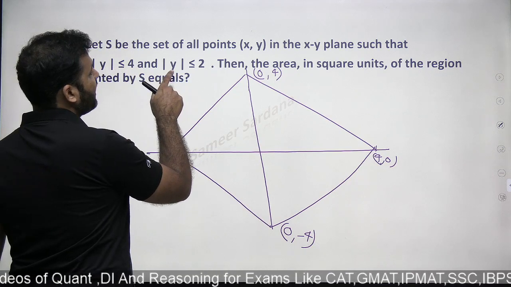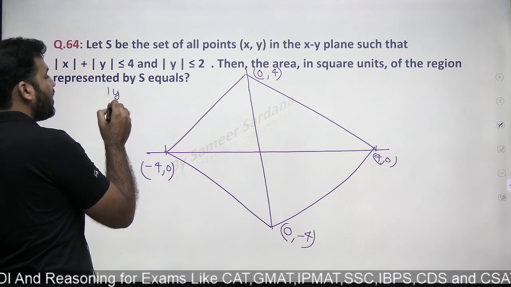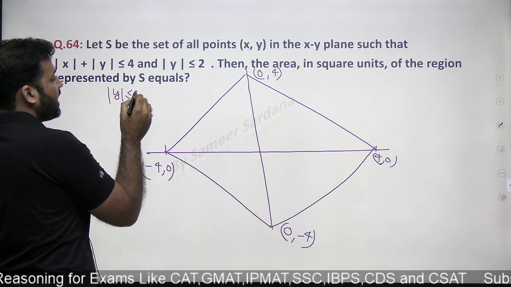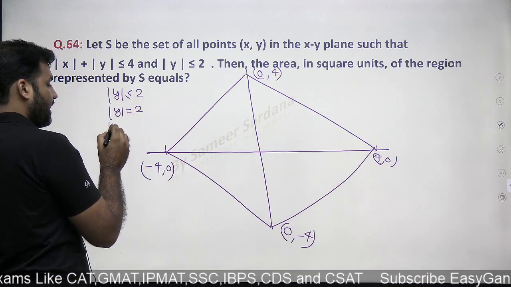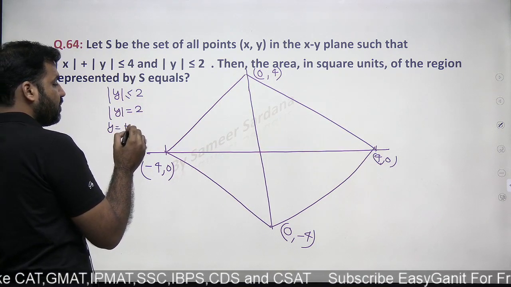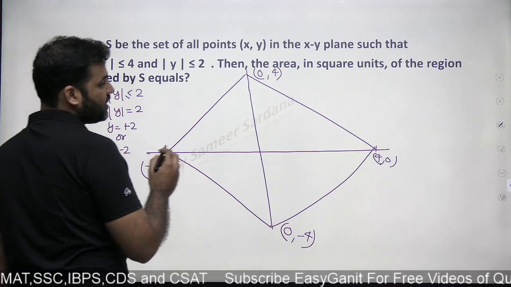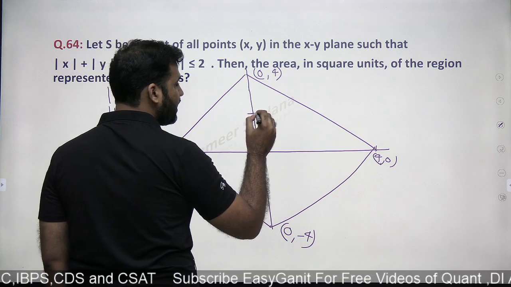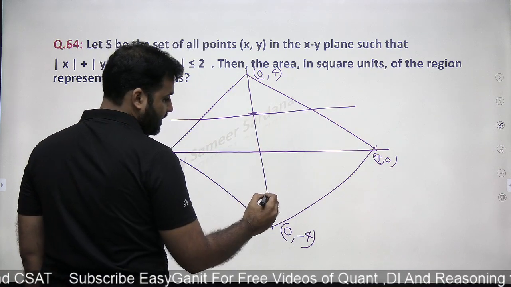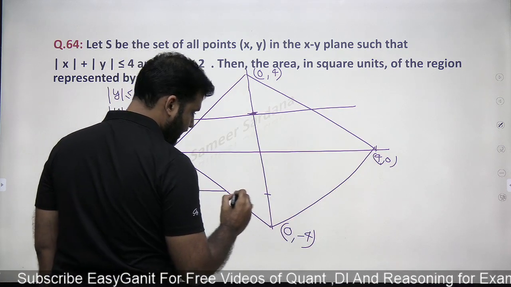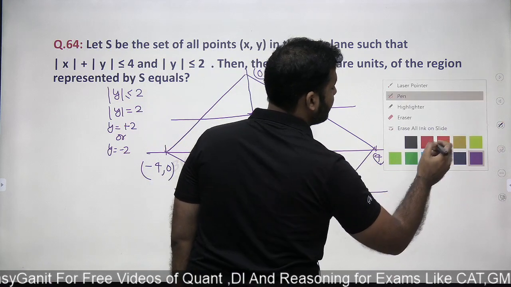Then if I have to draw the graph of mod of y less than equal to 2. Now, when I say mod of y less than equal to 2, right? If I have to draw the graph of mod y is equal to 2, then you can see that y can be either equal to plus 2 or y can also be equal to minus 2. Now, y is equal to plus 2 is nothing but a line parallel to x-axis passing through y is equal to 2. Y is equal to minus 2 is nothing but a line parallel to x-axis passing through y is equal to minus 2. This is the graph.